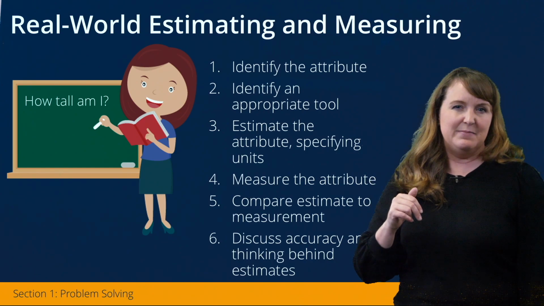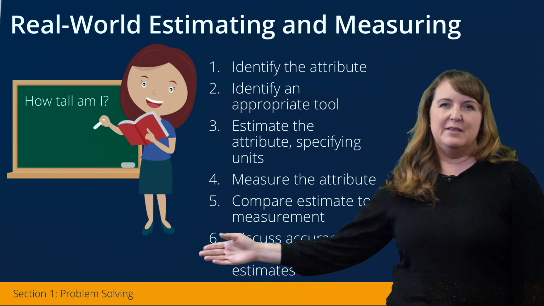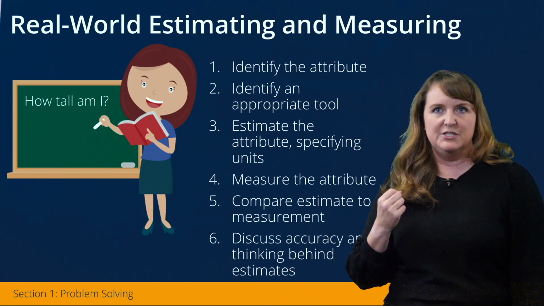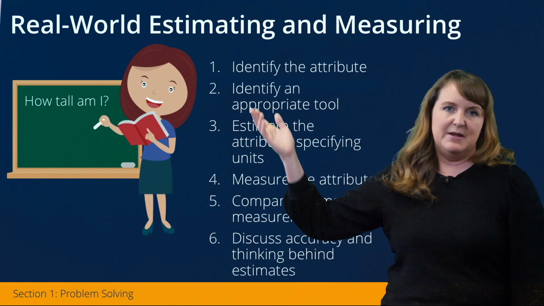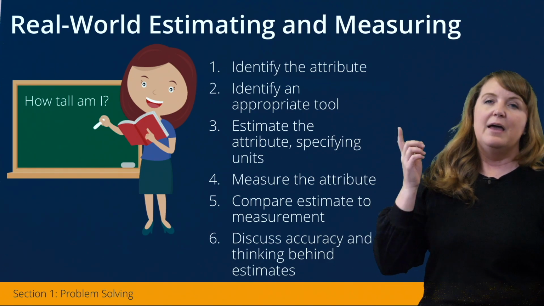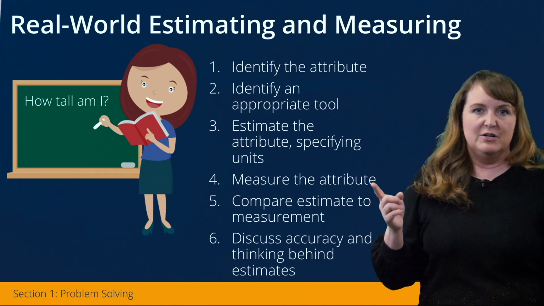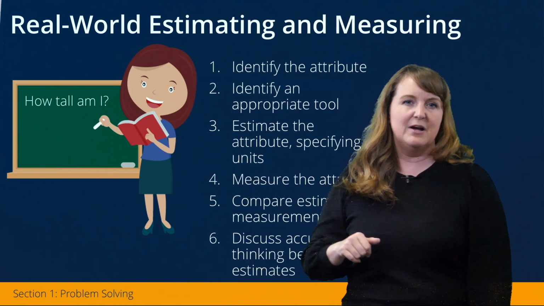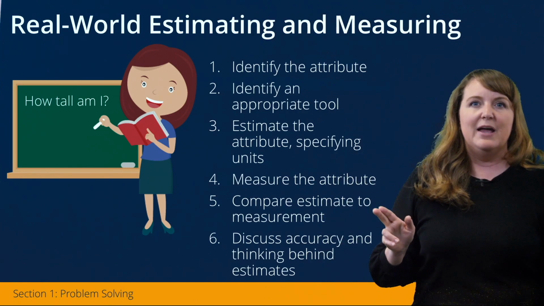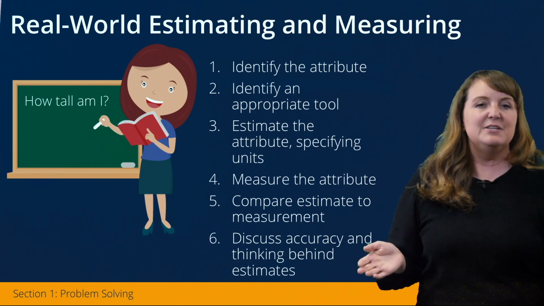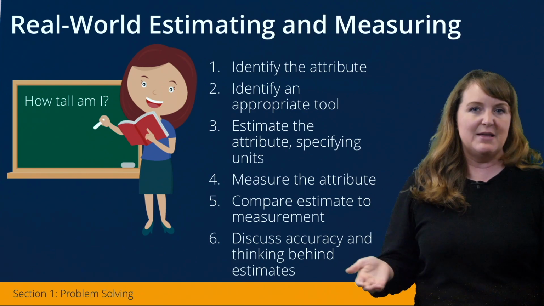Then I would estimate the height of the teacher. So I might think, well, if I know that this is 1 inch, how many inches tall is the teacher? So maybe I estimate that this teacher is, I don't know, we'll say 60 inches tall. And then I'm going to measure the height, all right? So I'd figure out how tall the teacher is doing the measurement with my ruler. And then I could compare my estimate to the actual measurement and then discuss my accuracy and my thinking behind my estimate.